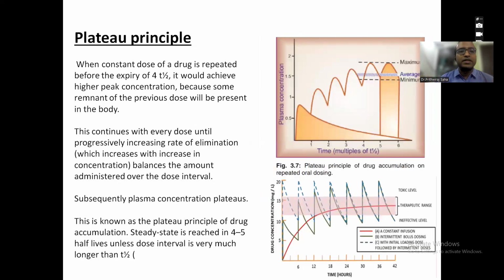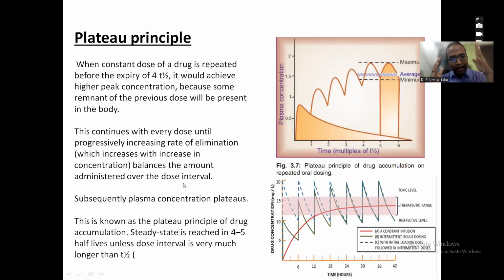Now coming to the plateau principle. In case of a drug, there is a half-life. So you could wait for the half-life of the drug, wait for the concentration to fall, and then give the next drug. But we don't do it. We give meropenem 1 gram TDS, right? We don't wait for the drug to be completely eliminated from the body and give the next dose after 4 or 5 half-lives so that the drug doesn't get accumulated.